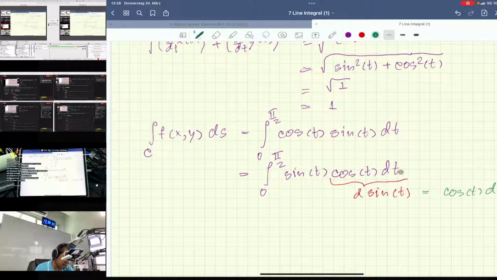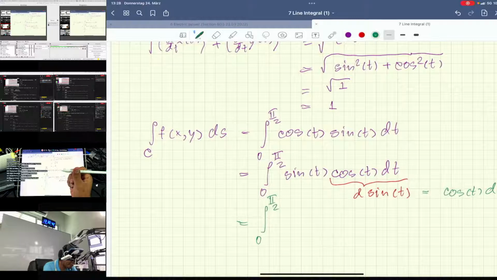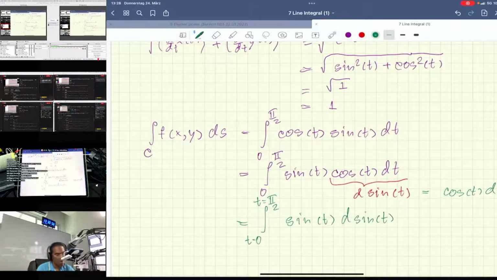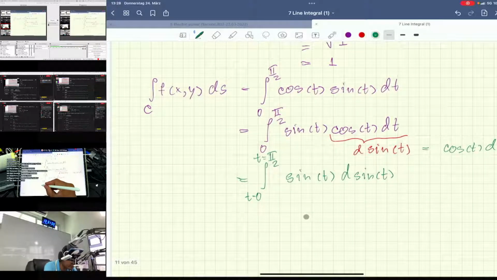So we will replace this one by d sine t, and we're gonna have here 0 to pi by 2, and this is t equal, and here we have sine t d sine t. It's like you have the integration of x with respect to x is gonna be 1 by 2.